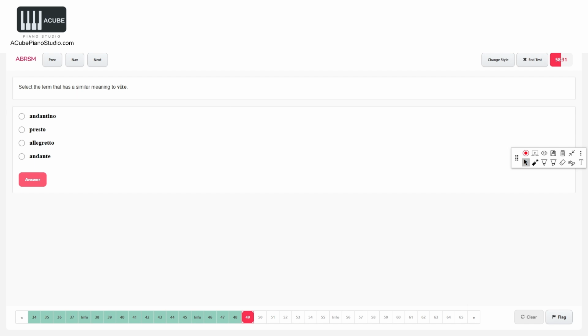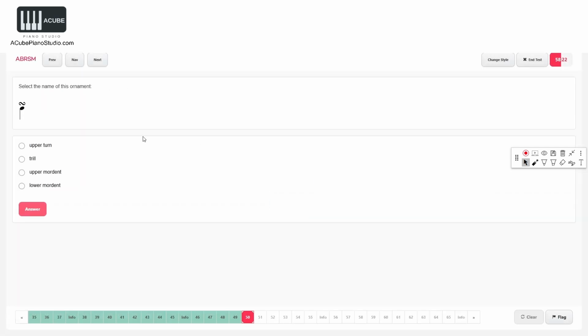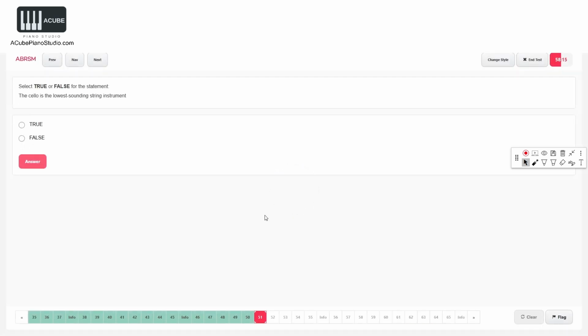Select the term that has similar meaning to vite. So it means fast, right? Very fast, right? So it's presto. Presto also means very fast. Okay, this one, what is this symbol? It is basically a turn, an upper turn. The cello is the lowest sounding string instrument. No, the double bass is even lower, so cello is not the lowest. Okay.